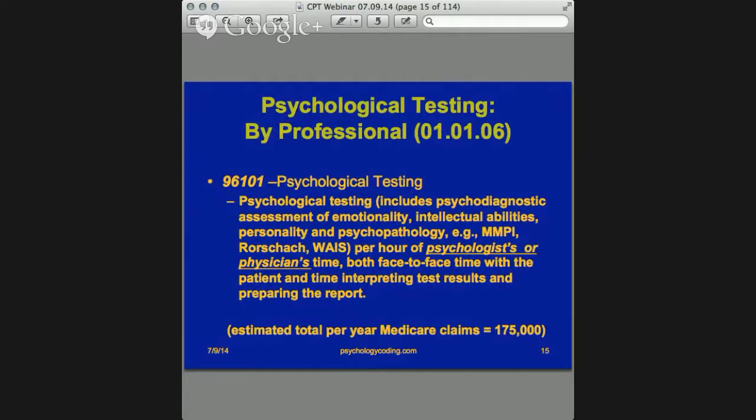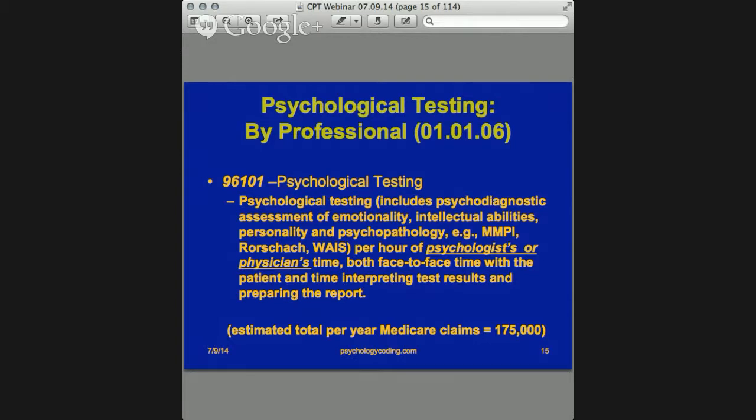So with that, let's jump into great detail about each of the testing codes. First of all, this is 96101, psychological testing. You can read the slide yourself, but I want to emphasize several things. First of all, notice the EG, example given: MMPI, Rorschach. So this is a group of tests that are, roughly speaking, involving assessment of emotionality, intellectual abilities, personality, and psychopathology.